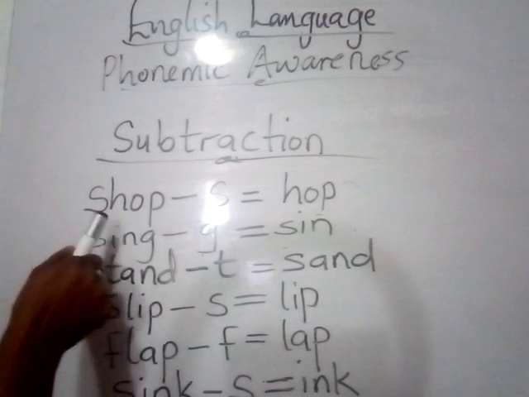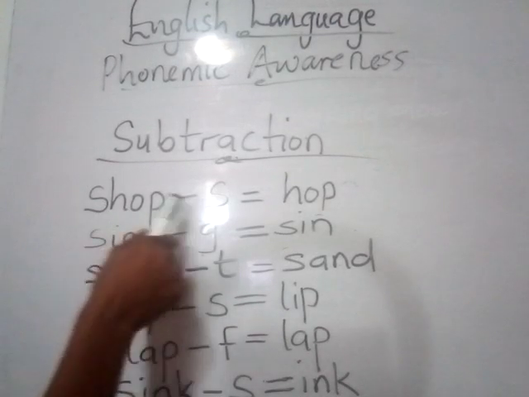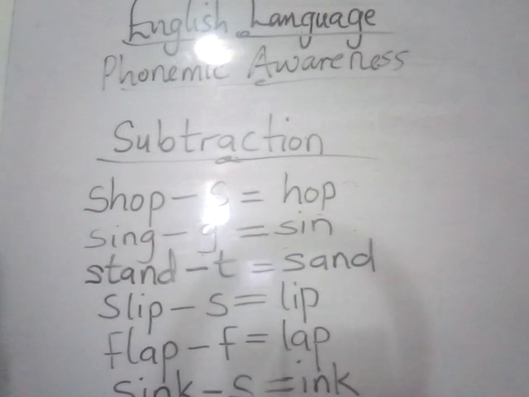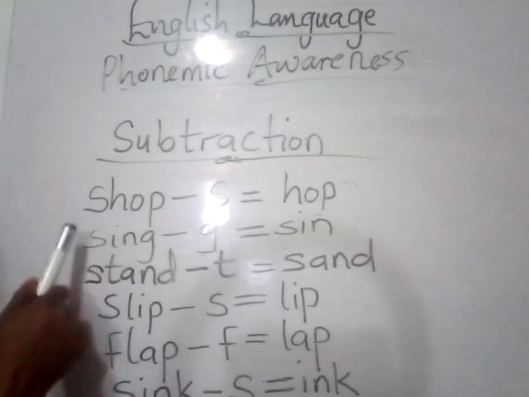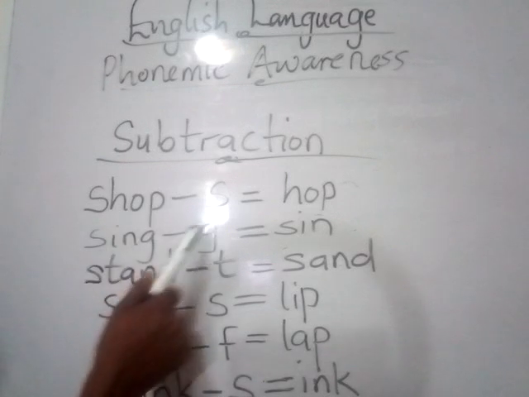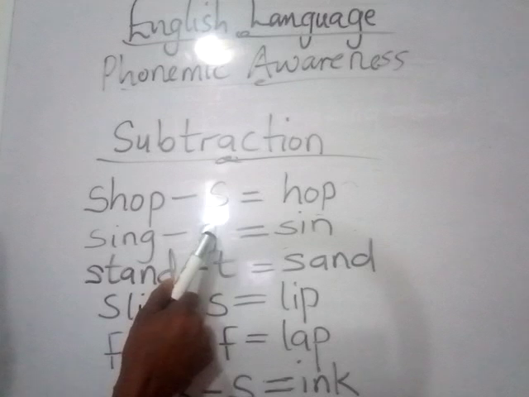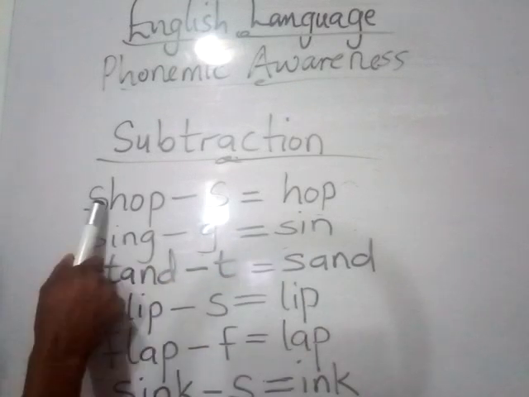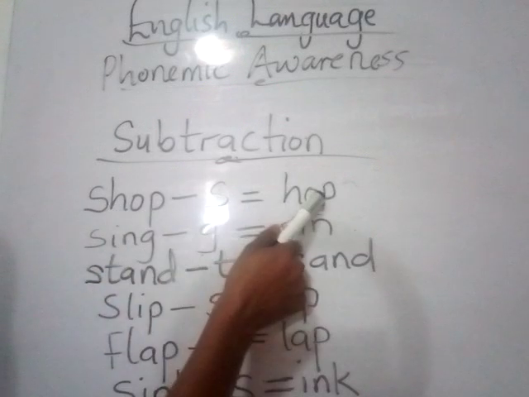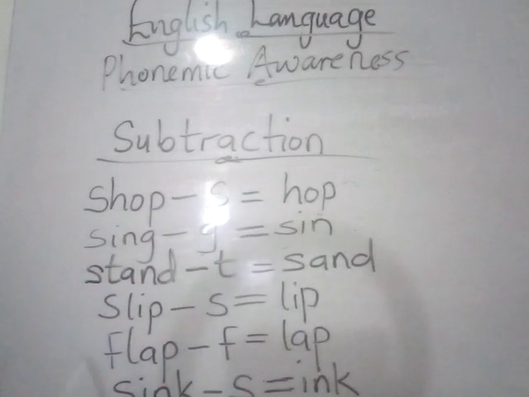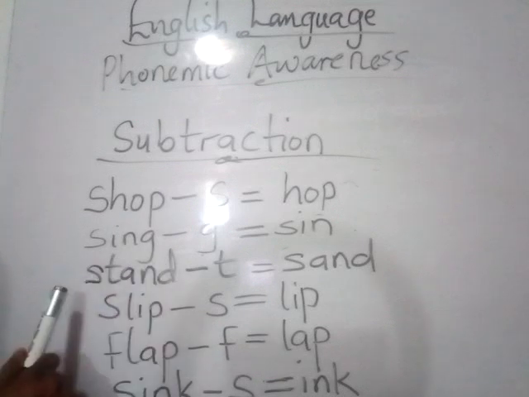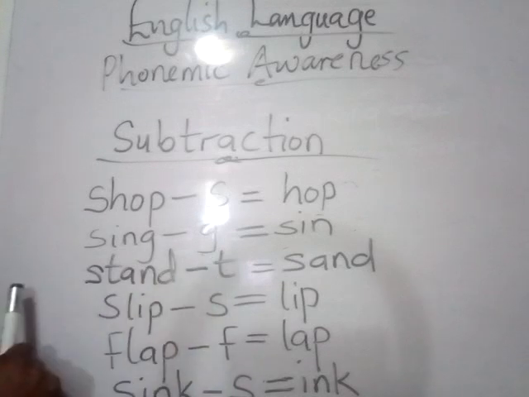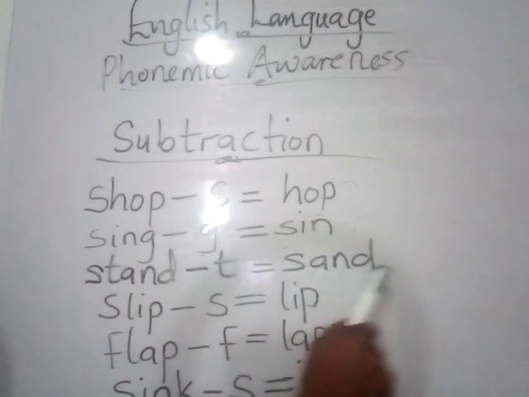So the first word we have here is shop. When you remove the sh sound from the word shop, you have hop. The second one is sing. Remove the g sound, you have a new word, sin. The third one here is stand. When you remove the t sound from stand, you are left with sand.